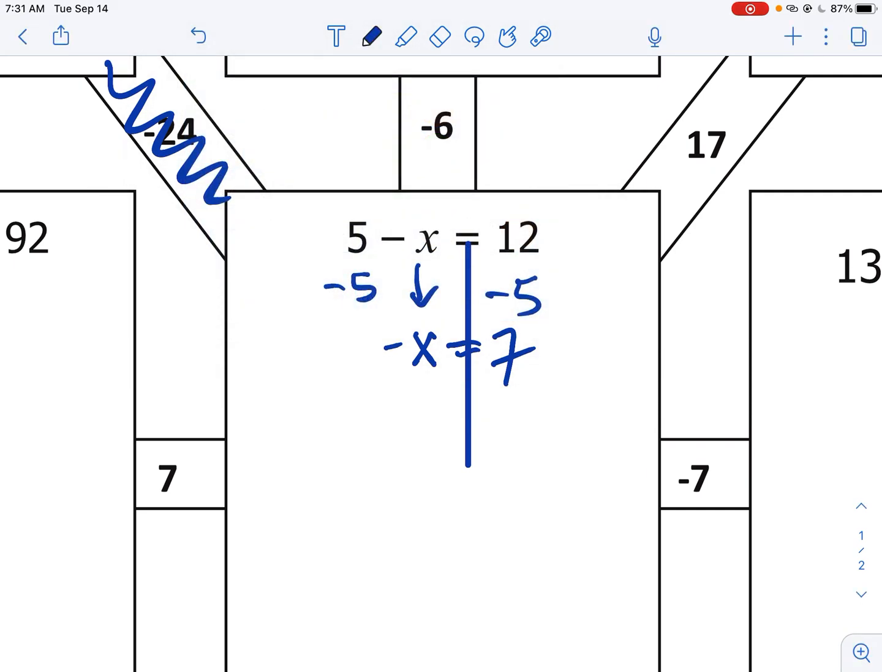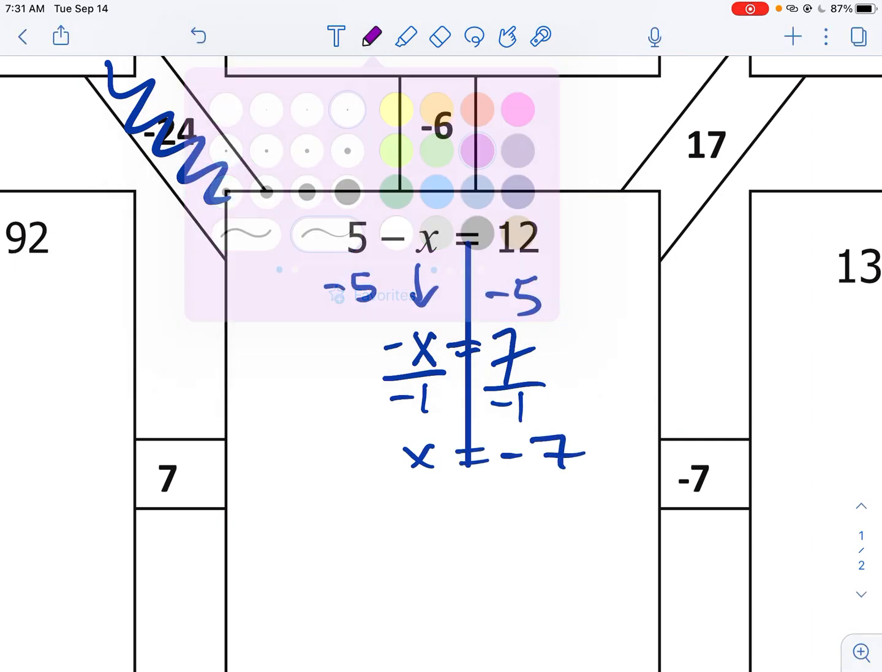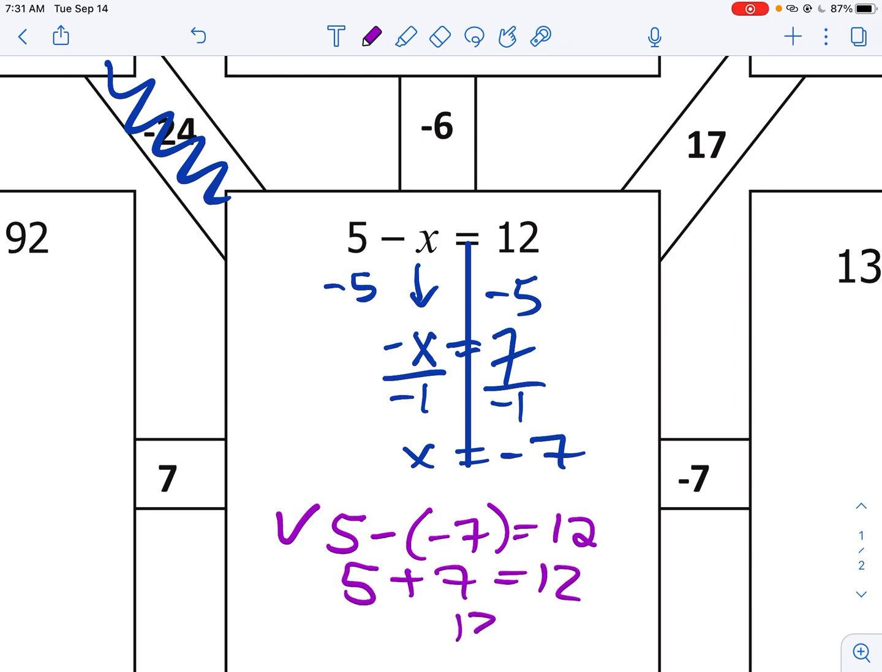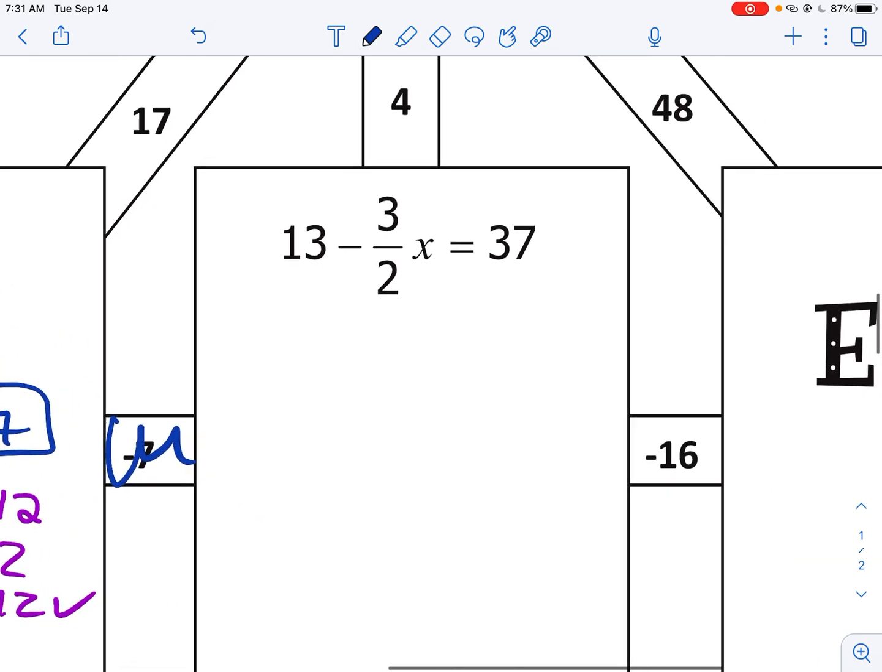So make sure that you bring down the negative with the x, and you divide by the negative 1 and get x equals negative 7. It is not going to be positive 7, it is going to be negative 7. So when I plug in that negative 7, it turns into 5 plus 7, and that does work. So just be careful when you're doing that, that you bring the negative with it. So x equals negative 7.